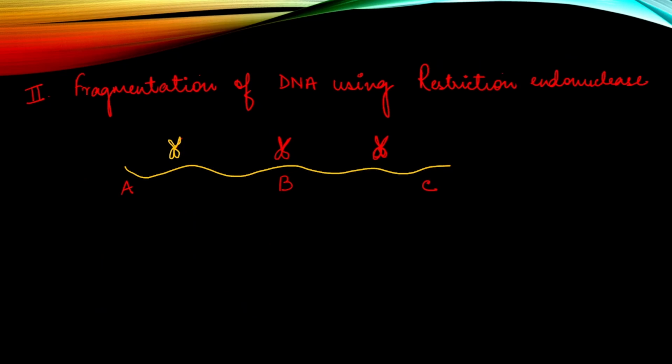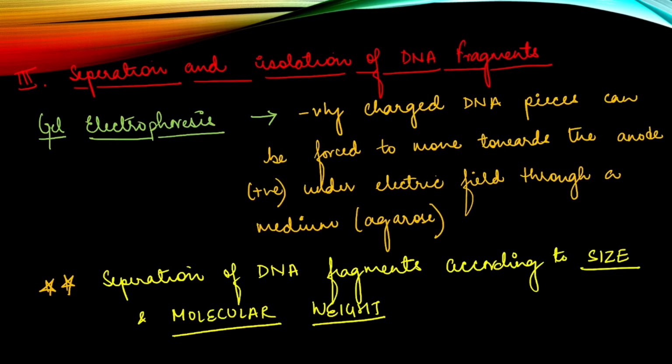Once we get our DNA, we have to fragment it using restriction endonuclease. All restriction endonucleases have a definite recognition site, and we will see which recognition sites they work on, and we will cut it. Suppose this is 5 base pair, this is 6 base pair, this is 2 base pair. So here we will apply restriction endonuclease to cut the DNA into small fragments. Once we get these small fragments, we have a process called gel electrophoresis, because we now need to separate these fragments of DNA.